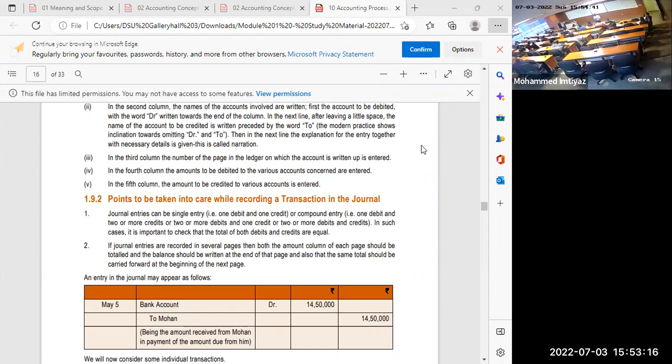Equity shareholder, common shareholder, ordinary shareholder, these three are one and the same. They are the real owners of the company. Founders are also just shareholders only. They are also equity shareholders.